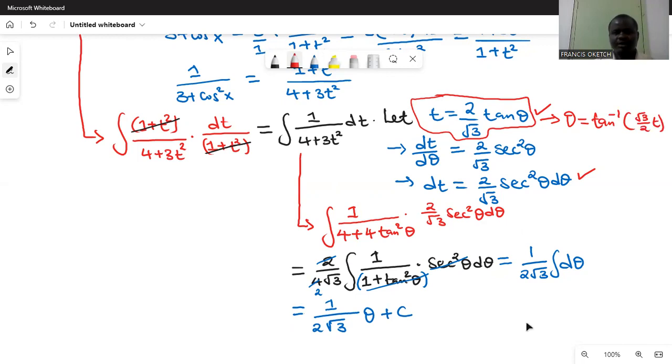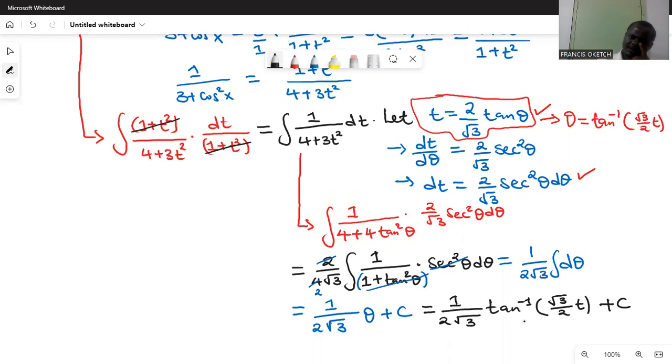So that's what I'll write in place of theta here. So I'll come back and write this as equal to 1 over 2 root 3. Instead of theta, we'll have tan inverse of root 3 over 2 times t plus a constant c. But again, you have to replace t.